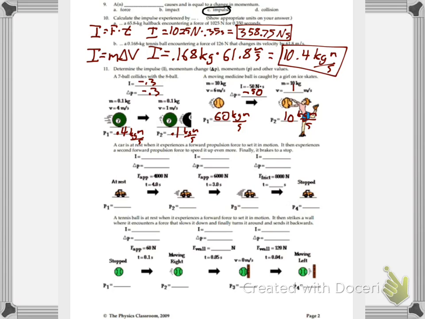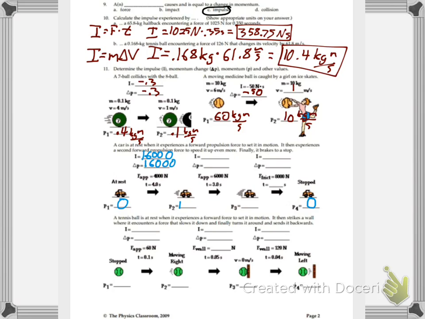So here we've got a car at rest. If a car is at rest, the car will have 0 momentum, and at the very end it is stopped, so it has 0 momentum. So already we know what two of the momentums are. We're given a force and a time. So if we're given force and time, we can find impulse. So the impulse here is 16,000 Newton seconds, which is also your change in momentum.